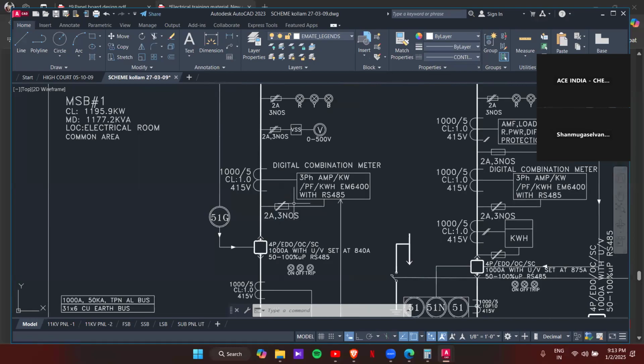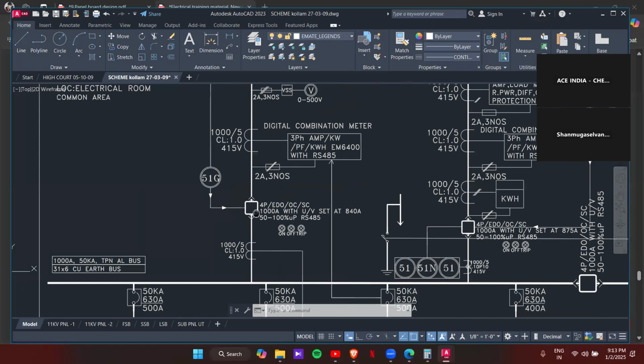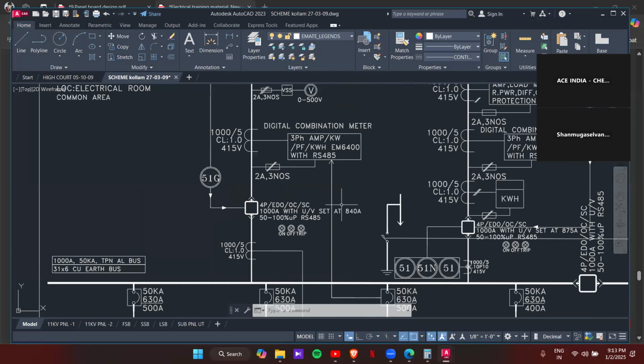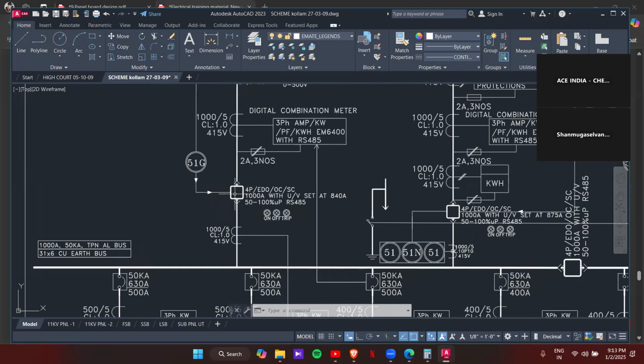And measuring CT, as usual, is 840. After 840, next available is 1000. So 1000 by 5 is your measuring CT ratio. Okay. Then again, the calculation part will be the same for MCCB and ACB, both are same. Will be written in the same format itself.